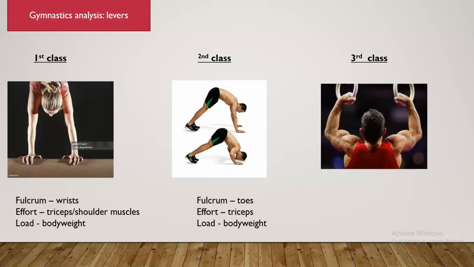So a third class, we're doing a chin-up on the rings for our gymnastics. The fulcrum is the elbow joint, the effort is the biceps, and the load, once again, is the body weight. There's a lot of body weight things in gymnastics. So that sums up my PowerPoint today.